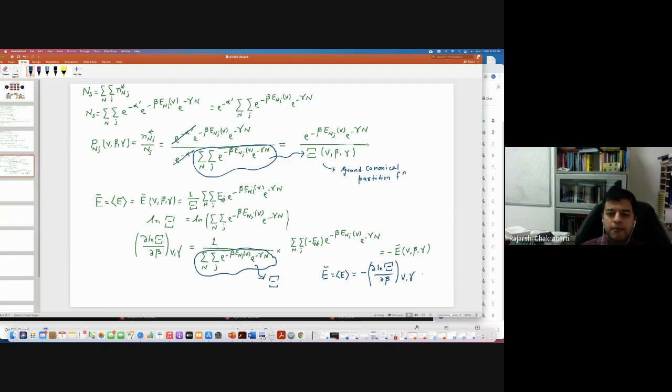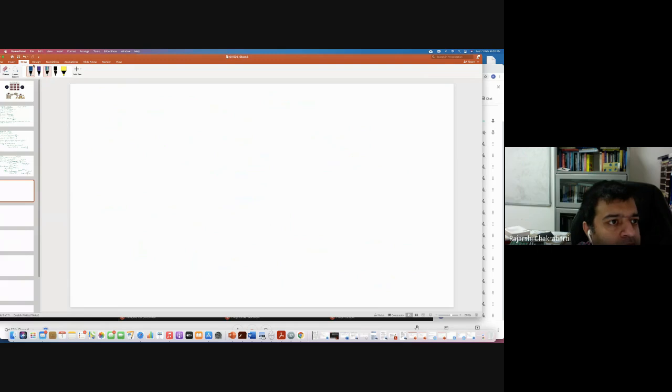So you are convinced? So now I can also use this partition function to express internal energy. I can find internal energy. Okay. Any question so far?